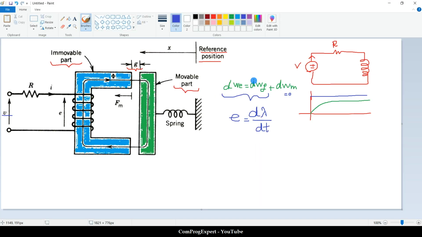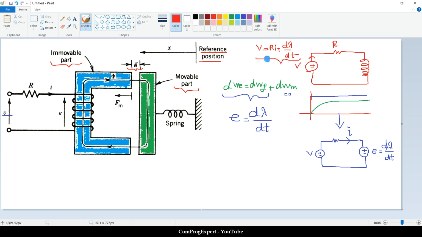Yes, so this is the equivalent circuit for the inductor. This is the voltage, this is the resistance, and this is the EMF, e, that is d lambda dt, plus and minus sign. Also consider this current, I. So from the circuit point of view, you can write this equation: V equals Ri plus d lambda dt.